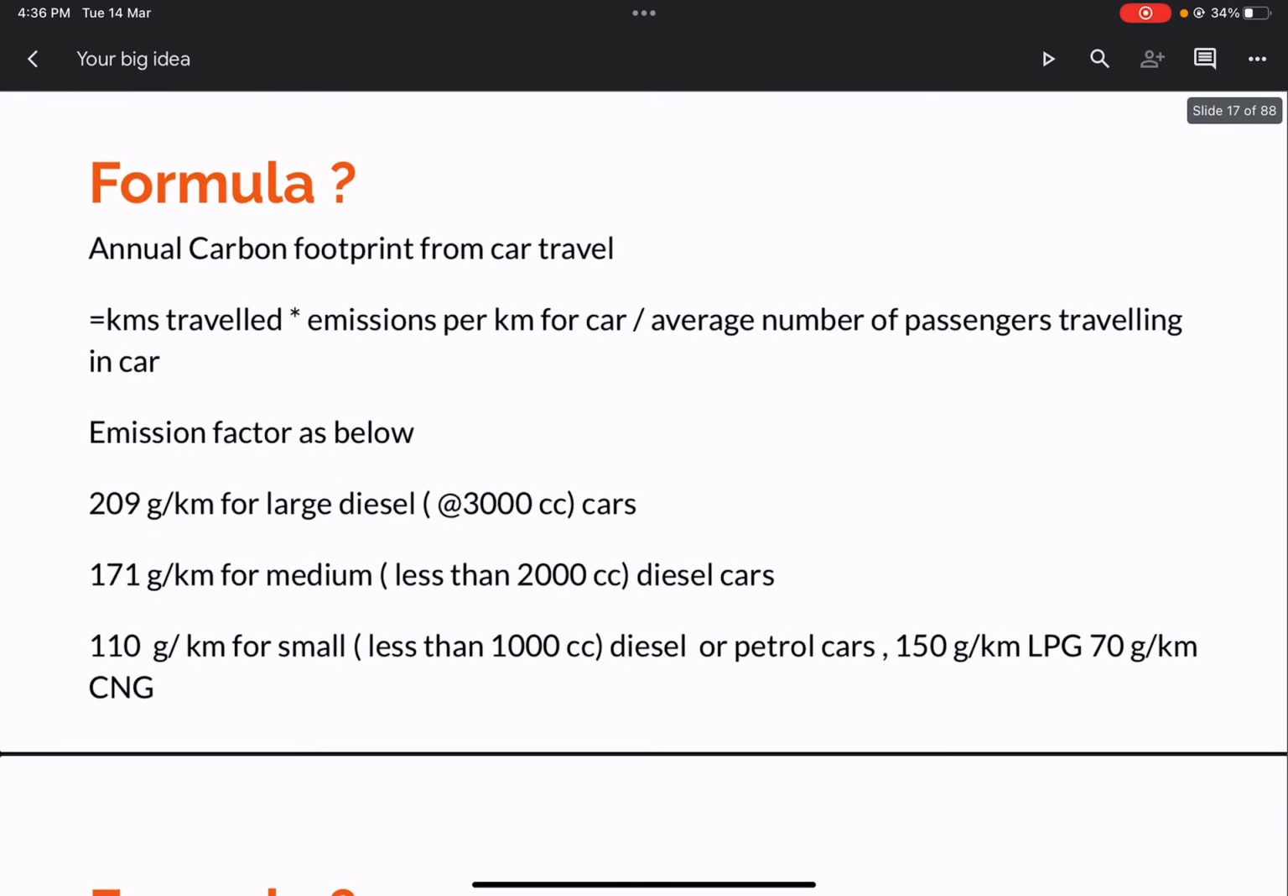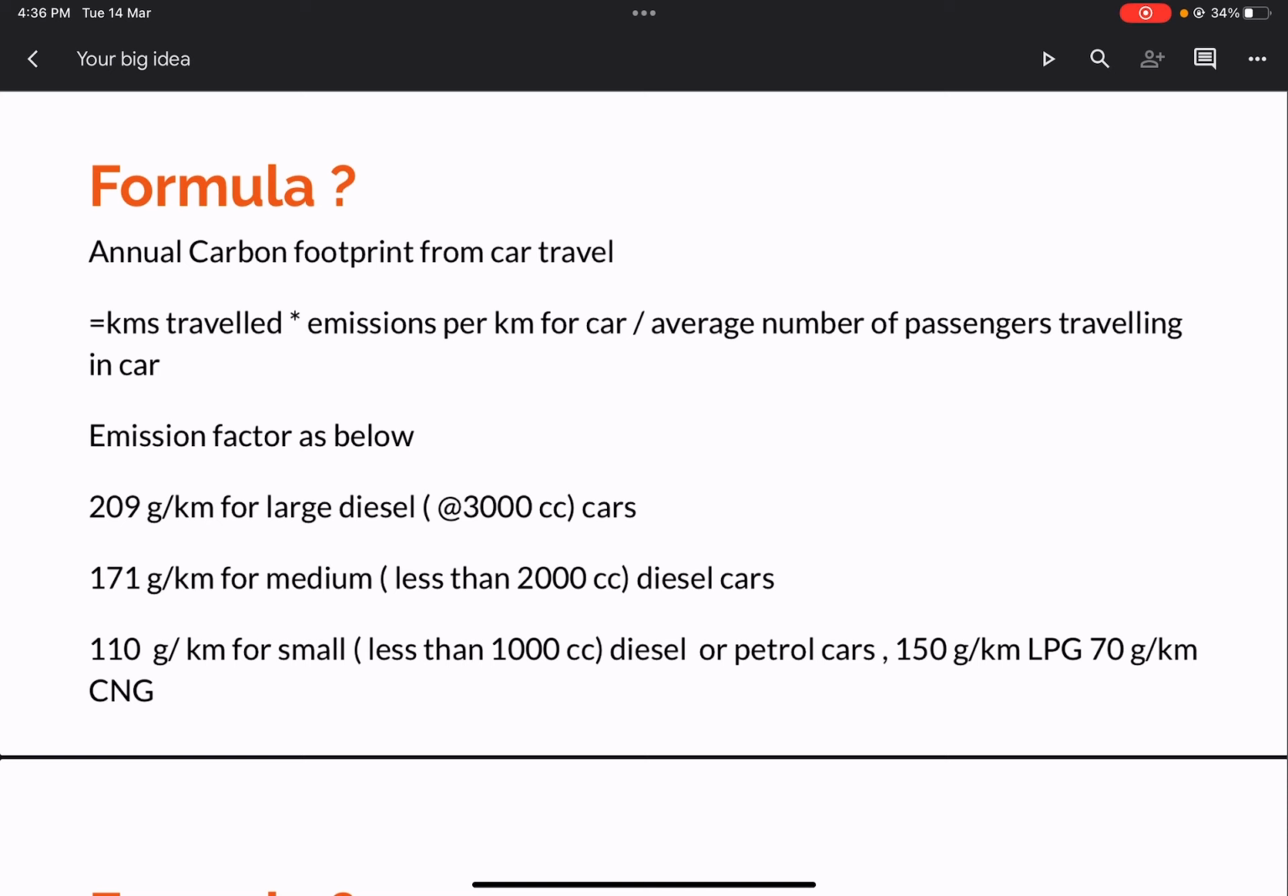In the last lecture, we discussed how the carbon footprint is calculated for car travel. We said that the carbon calculator would require the information on how many kilometers the person travels by a car, and how many people are traveling in that car on an average. And then the carbon calculator already has these emission factors inbuilt in it. For a large diesel car, 2.9, or for an LPG vehicle, it is 150 gram per kilometer.